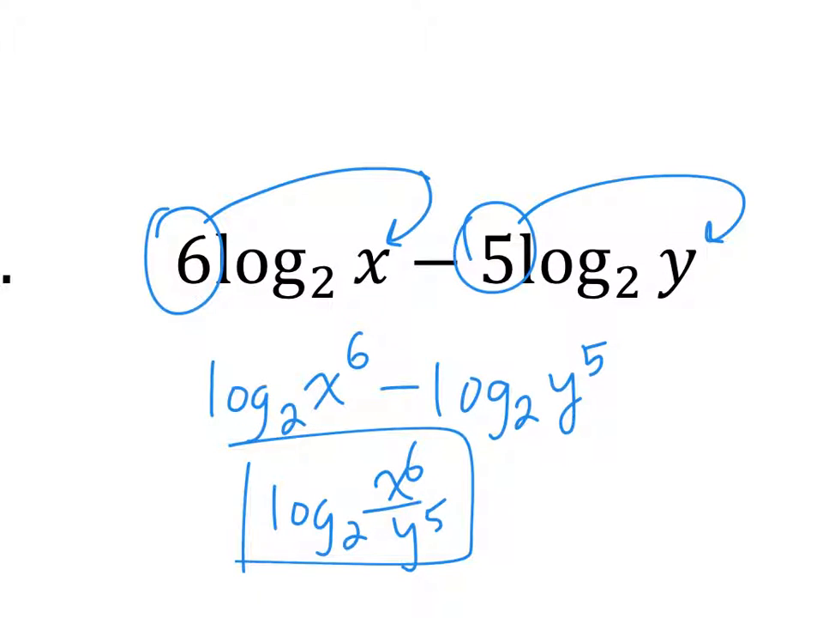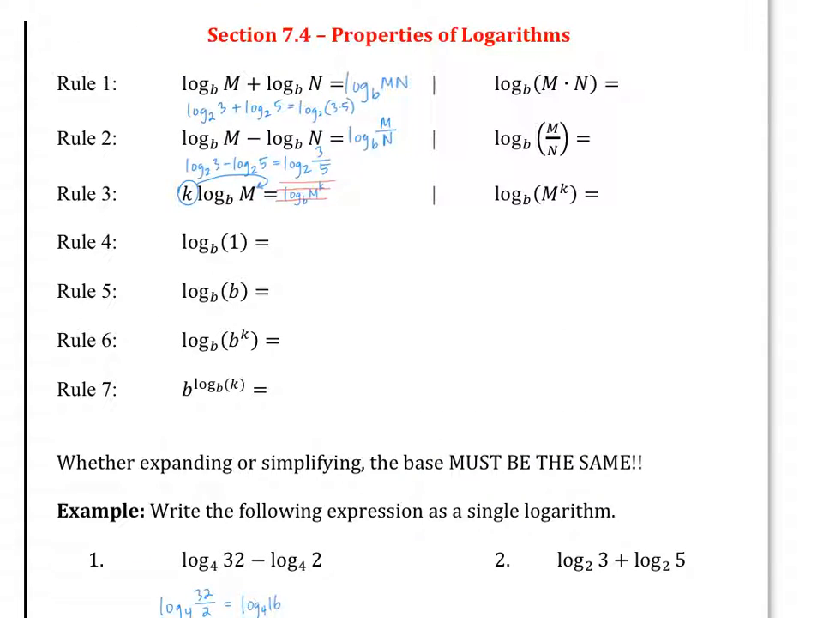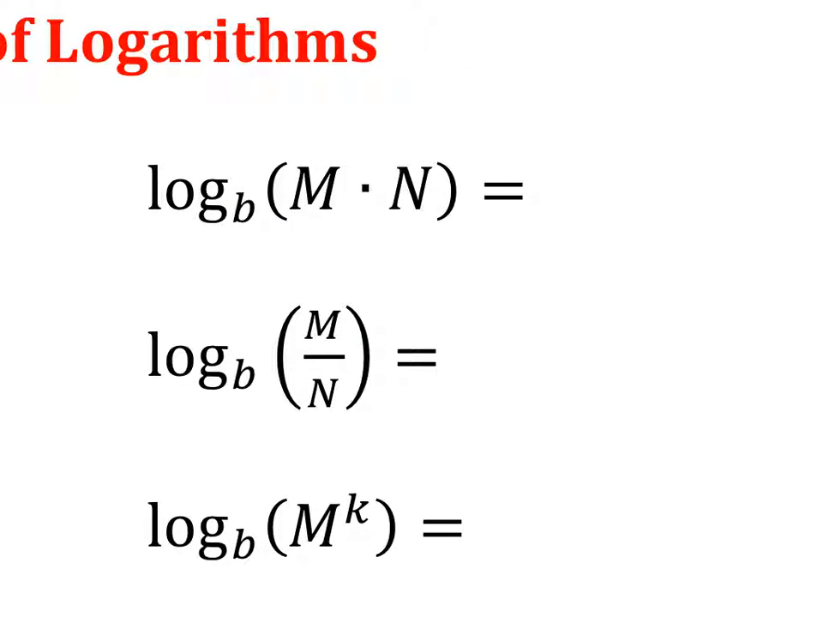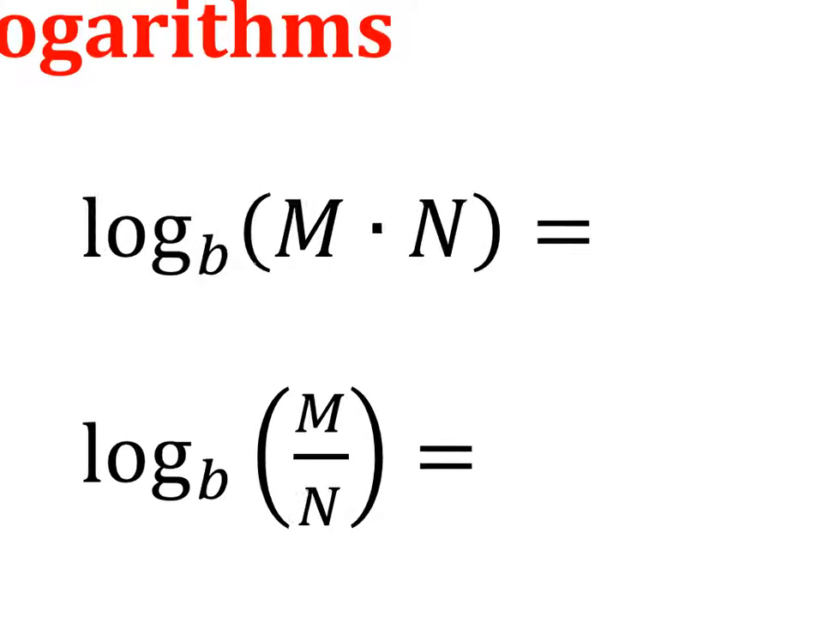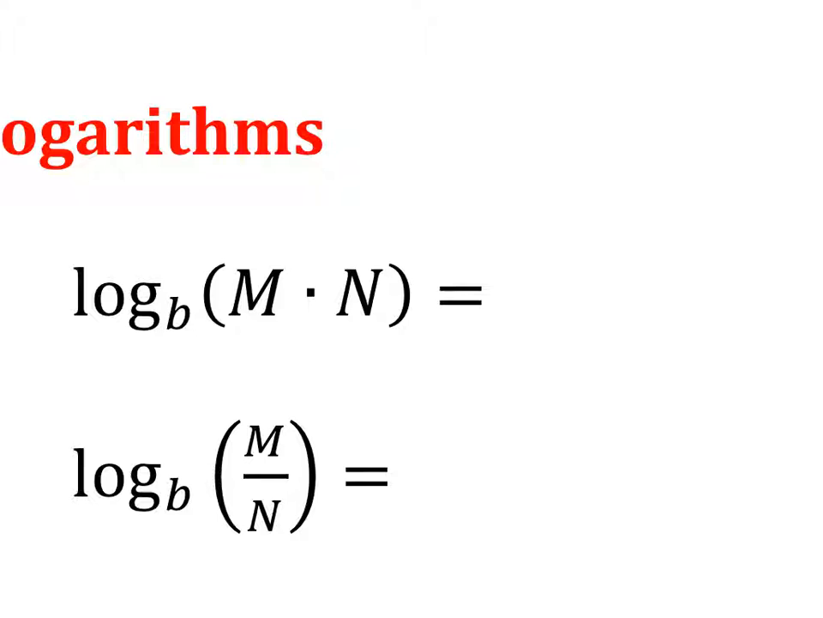All right, let us visit these rules, but backwards. Rule number 1. What we did before was combine all the logs into one log. Now, when we see one log, we can expand it. If you see a multiply in between, we can expand it so that they're adding to each other. If you see a multiply, it means split it and add them together. Same thing as rule number 2. If you see a divide, it is the same thing as expanding it and subtracting.